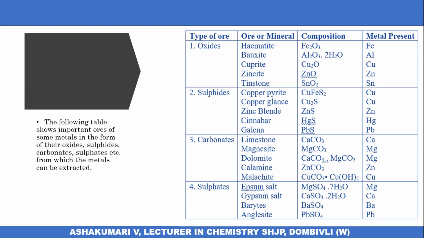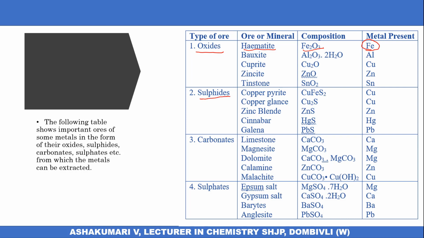The following table shows important ores of some metals. Let us study one example from each type of ore. Consider oxide ore. Hematite is an oxide ore. Its composition is Fe2O3. We can extract iron from hematite.